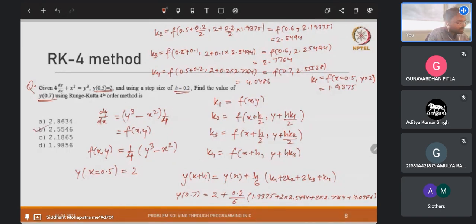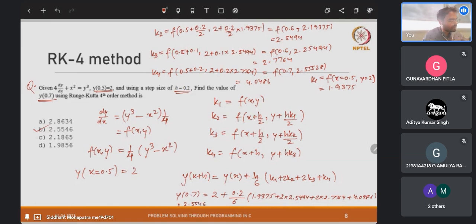I can calculate that for you. So 1.9375 plus 2 into 2.5494 plus 2 into 2.7764 plus 4.0486, whole into 0.2 divided by 6, plus 2. So this would be close to 2.5546. So that is what the answer is.